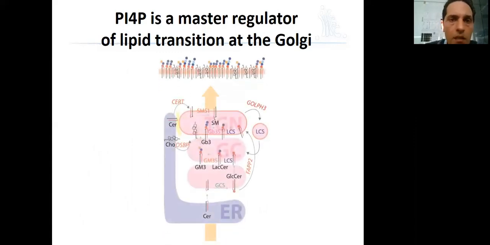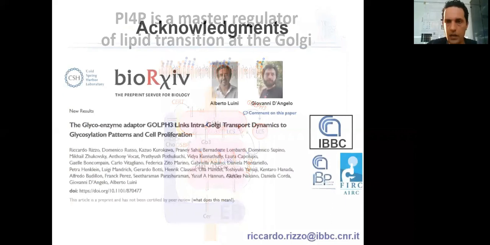To put all this data together in a more general context, I will say the main player here will be PI4P, that is a master regulator of lipid transfer at the Golgi. PI4P, in fact, is required for the transfer of ceramide from the ER to the Golgi, thanks to the activity of CERT. Then we have OSBP, which transfers cholesterol from the ER to the Golgi. Then there is FAPP2, which transfers glucosylceramide from the cis side of the Golgi to the trans side of the Golgi. And now entering the game, GOLPH3, which through this activity and the binding of this enzyme, will position this enzyme at the trans side of the Golgi, thus digesting this glucosylceramide in order to produce lactosylceramide and all the other glycosphingolipids.